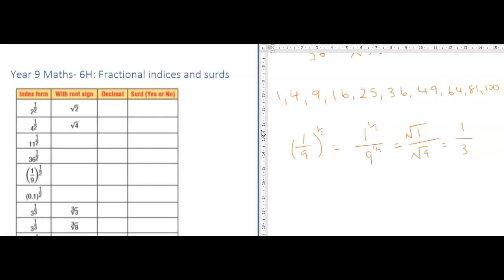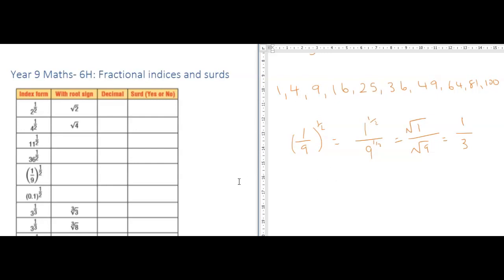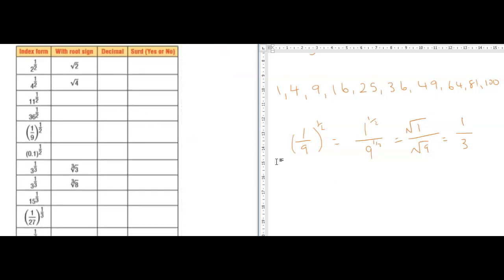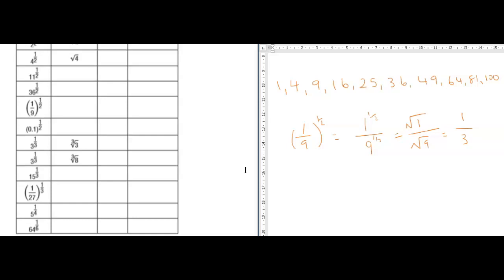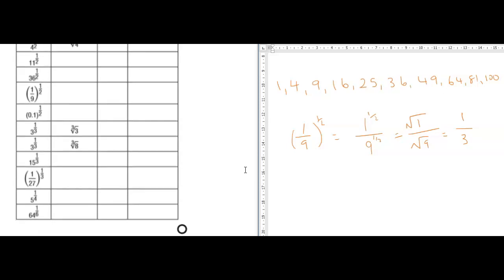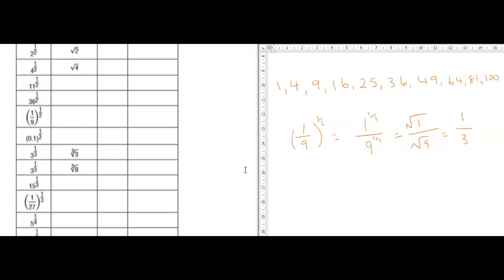So is it a surd? No, it's not, because we can get a fraction. We don't need to leave it in surd form. The square root of 9 does give you 3, and 1/3 is a decimal. We call them rational or irrational numbers. If it can be written as a fraction, it's a rational number. If not, it's an irrational number.